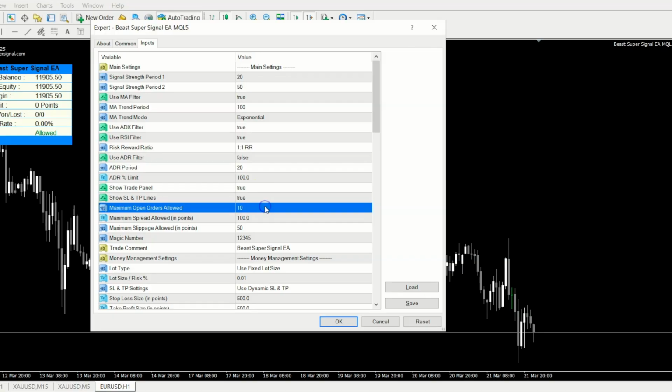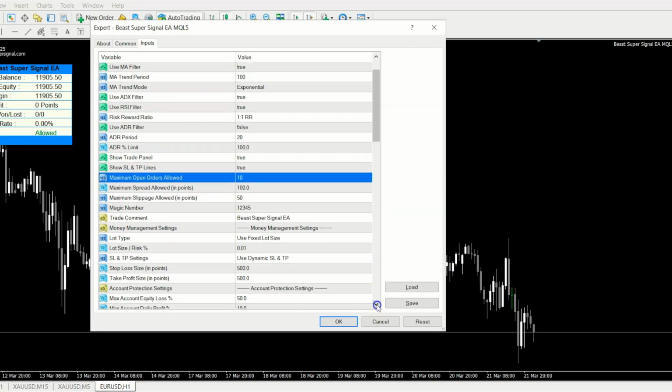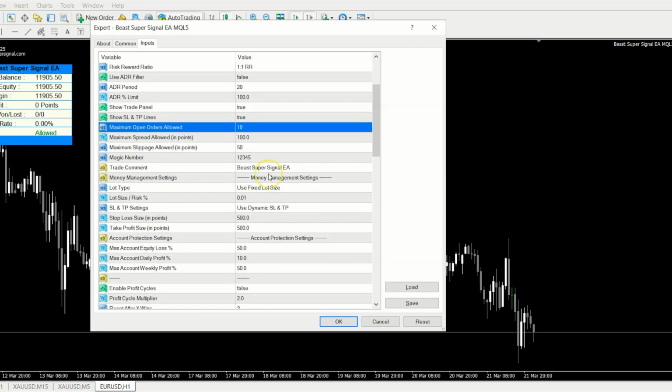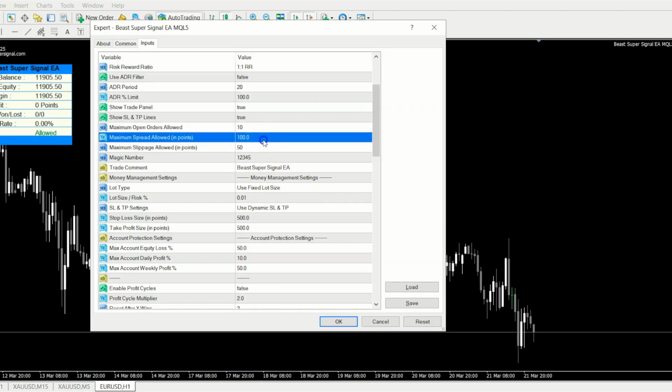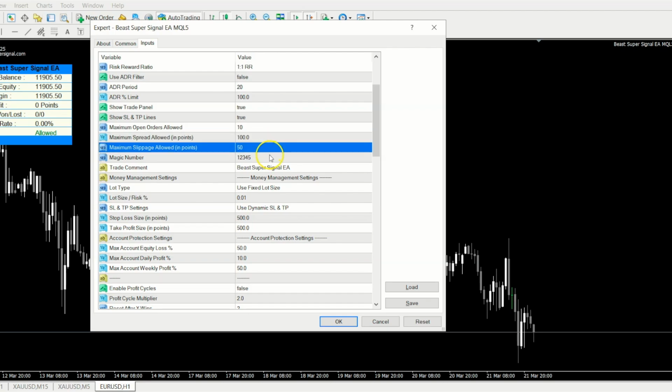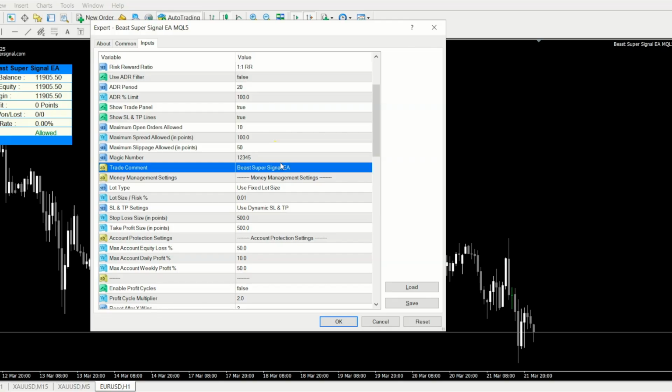The next settings that we have are pretty straightforward settings, nothing too crazy. We have a maximum order, so you can limit the amount of orders the EA can trade on any particular asset. You can monitor the amount of trades you want. Then we have a spread filter and slippage, magic number, and a comment field.